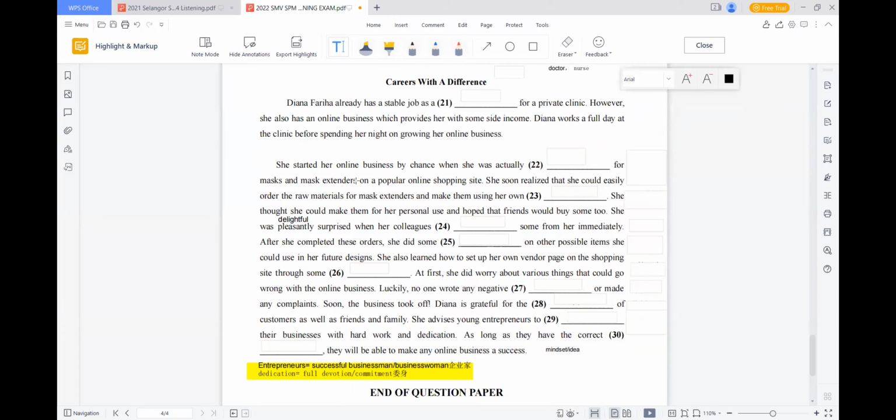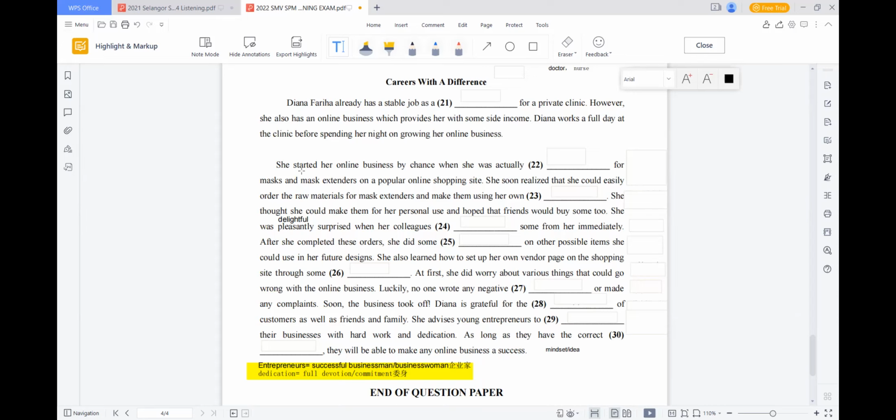Okay, next paragraph, until 2 here. Wei En, until 2 here. She started her online business by chance when she was actually looking for mask extenders on a popular online shopping site. She soon realized that she could easily order the raw material for mask extenders and make them on her own. She thought she could make them for her personal use and hoped that friends would buy some too. Okay, all right, until here.